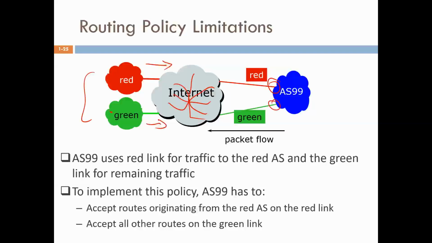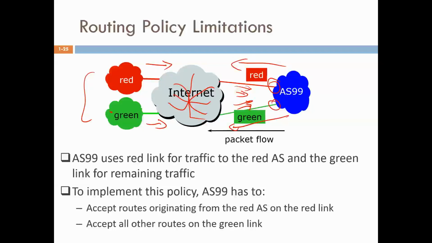Okay, they will make these announcements, and these announcements may reach Autonomous System 99 through several ways. For example, AS99 may actually receive the announcement for red and green from the two links. Now, Autonomous System 99 can accept the red announcement over the green link, in which case the red traffic will be sent over the red link and the green traffic will be sent over the green link, enforcing the policy that Autonomous System 99 would like to enforce.